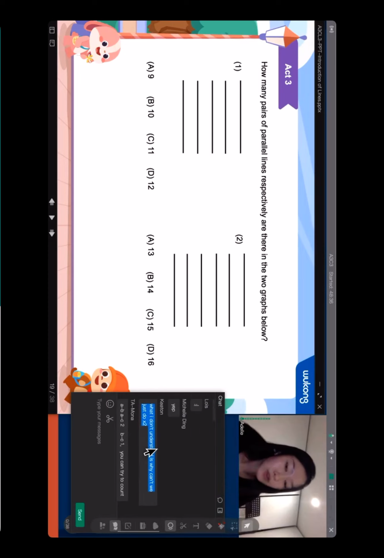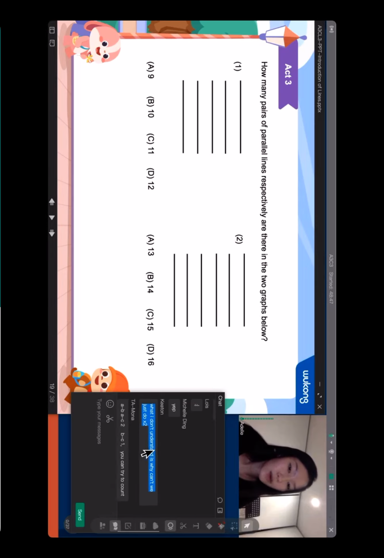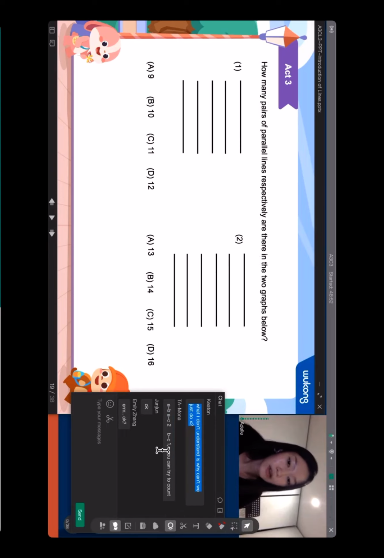We can't do times 2 because that was for the rays question, because every endpoint will give us 2 rays going from each direction. But now we're looking at parallel lines. So just like what Mona said, if you're having trouble with the calculation method, you can always try to count it, okay?